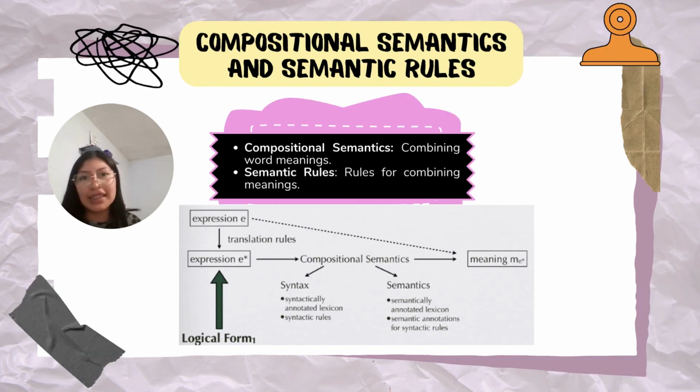Compositional semantics explains how the meaning of words combine to form the meaning of a complete sentence. Semantic rules dictate how to combine these meanings. For example, in "the red house," we combine the meanings of "house" and "red" to understand the whole phrase.